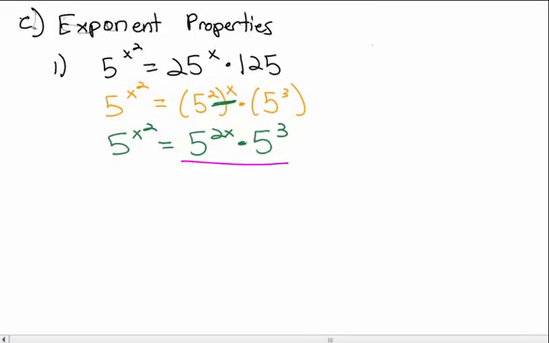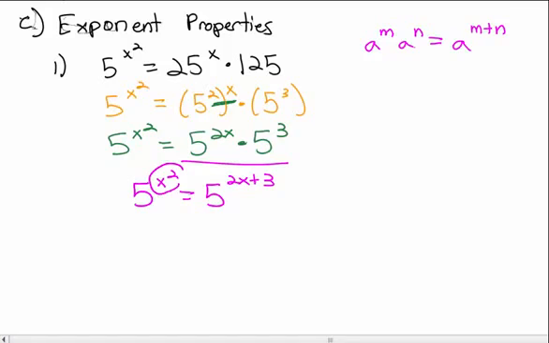However, we do have an exponent property that says a to the m times a to the n, same base, we add the exponents. And that's exactly what we're going to do here. 5 to the x squared equals 5 to the 2x plus 3. Now that we have the same base, we can say the exponents must be equal. X squared equals 2x plus 3.